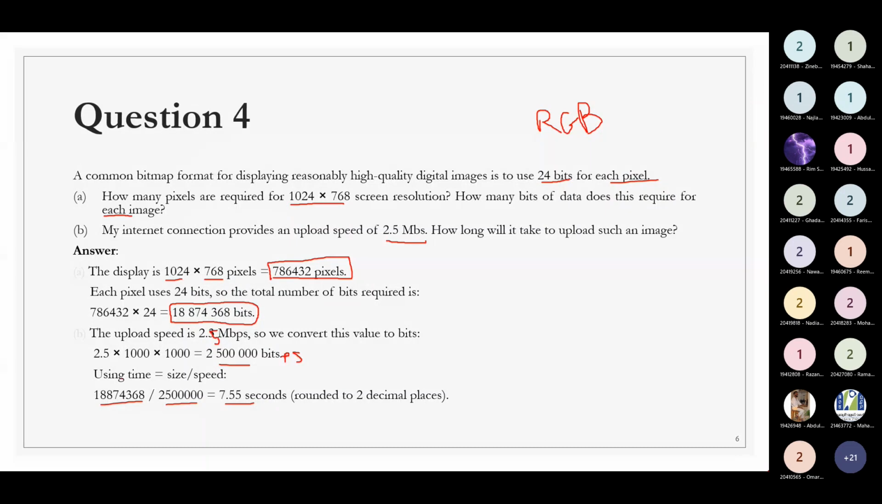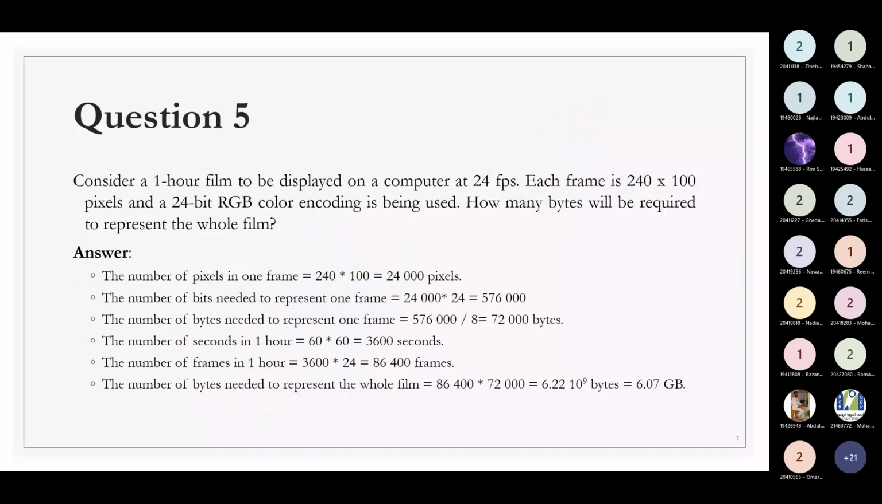Okay. So now move to question number 5. Consider a 1 hour film. This is the duration of the film, 1 hour film, to be displayed on a computer at 24 frames per second.